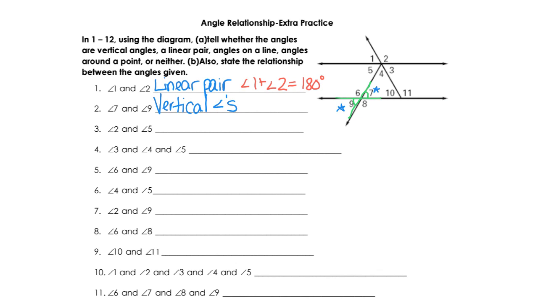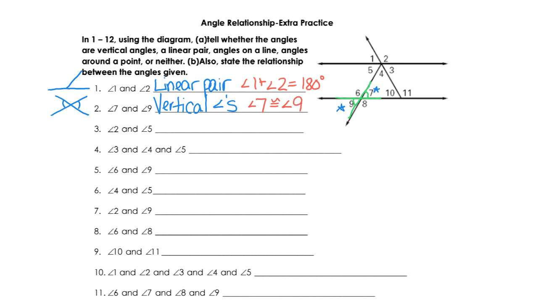Maybe it would be helpful if I drew a little picture over here, just to take it out of that complicated picture. Same thing with a linear pair. When you're looking for that shape, when you see a linear pair, you're looking for that shape. And vertical angles have exactly the same measure. So we can say that angle 7 is congruent to angle 9. They'll have the same measure.